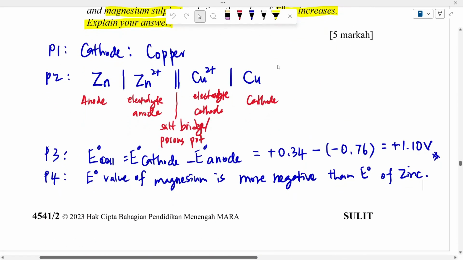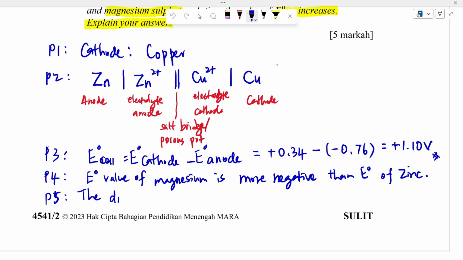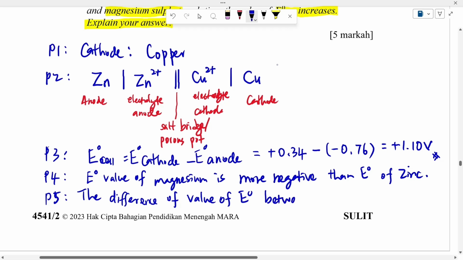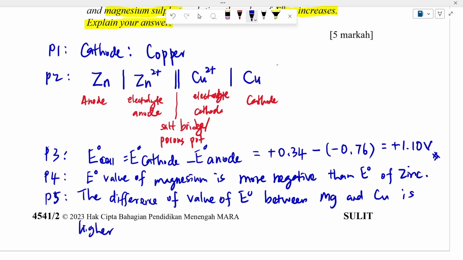So the difference between magnesium and copper is higher.